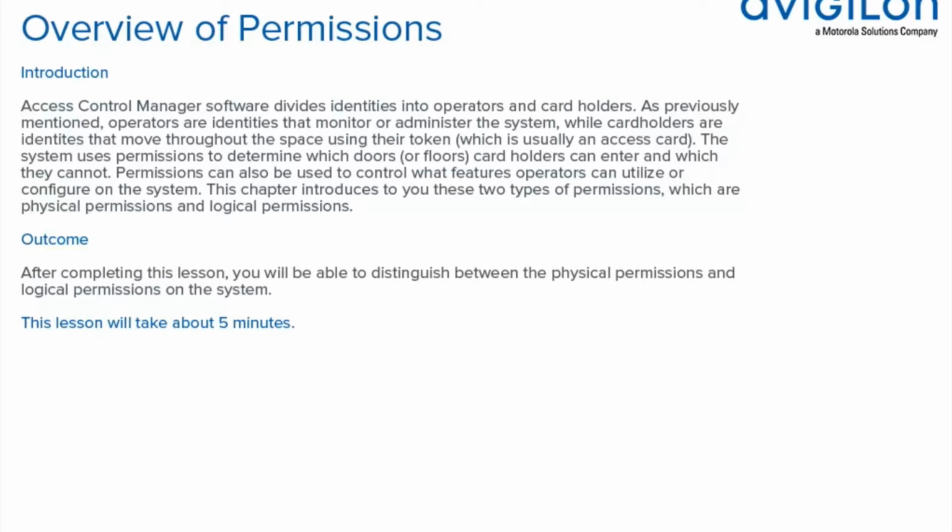Permissions can also be used to control what features operators can utilize or configure on the system. This chapter introduces you to these two types of permissions, which are physical permissions and logical permissions. After completing this lesson, you'll be able to distinguish between the physical permissions and logical permissions on the system.